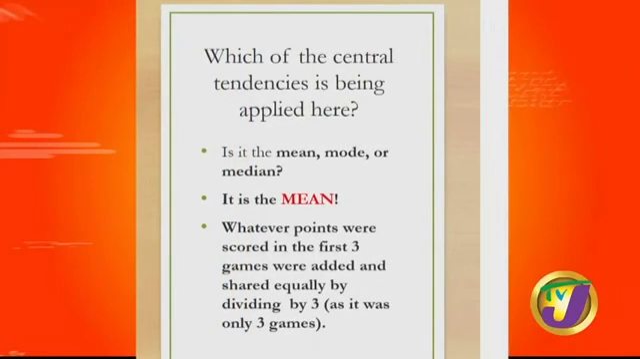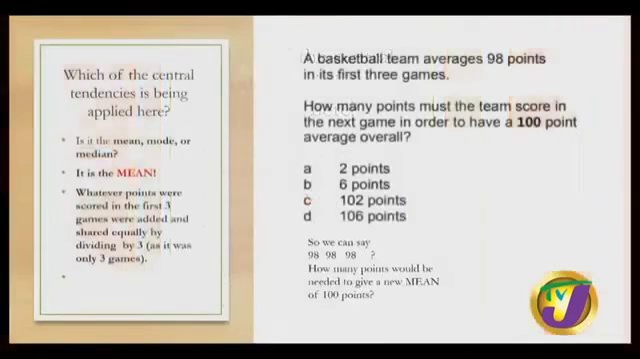Now, whatever points were scored in the first 3 games were added and shared equally by dividing by 3. And that gave us the 98. So we can say for all those 3 games, you had 98, 98, 98. The question is, how many points would be needed to give a new mean of 100 points? Let us look at the numbers. So, let us move to the board.